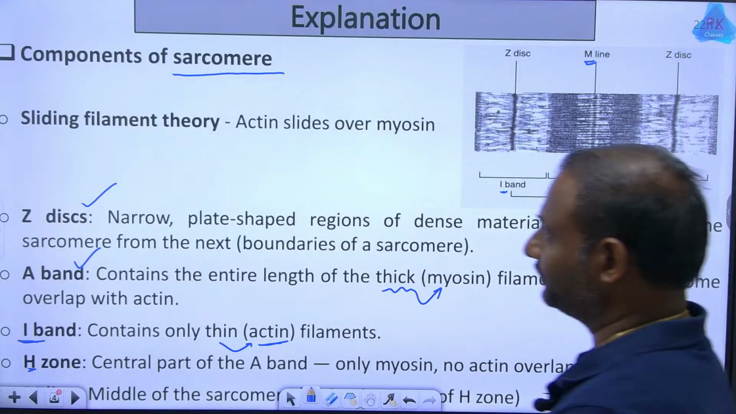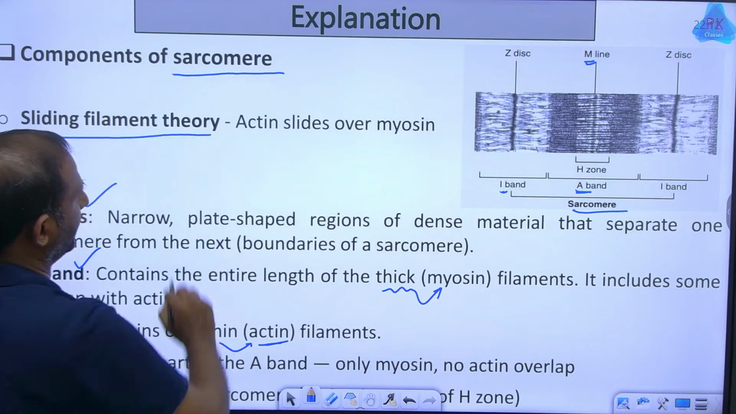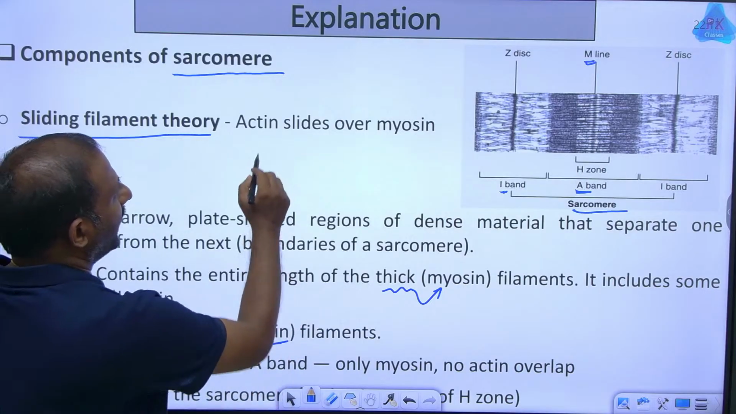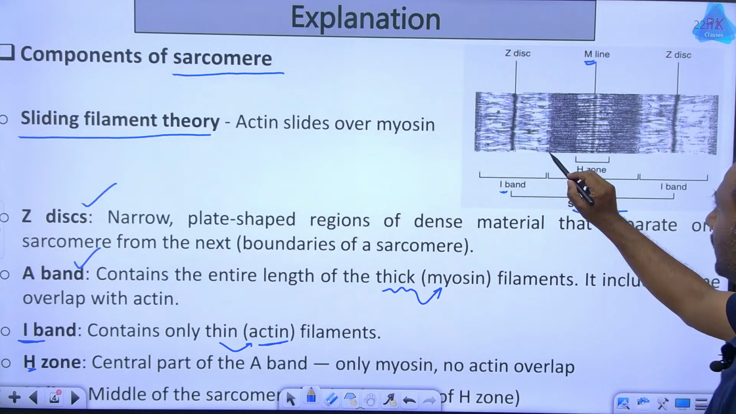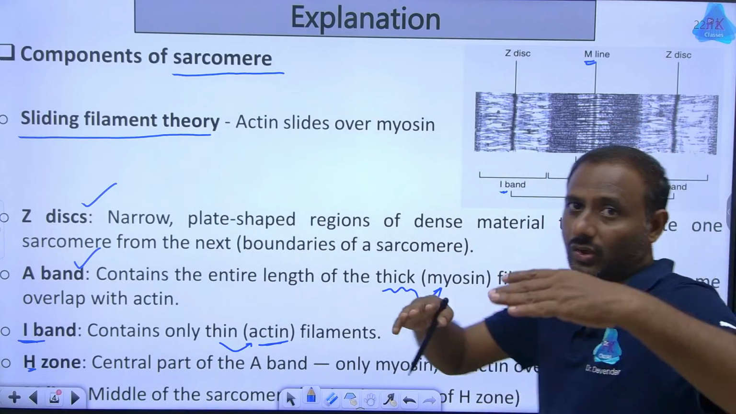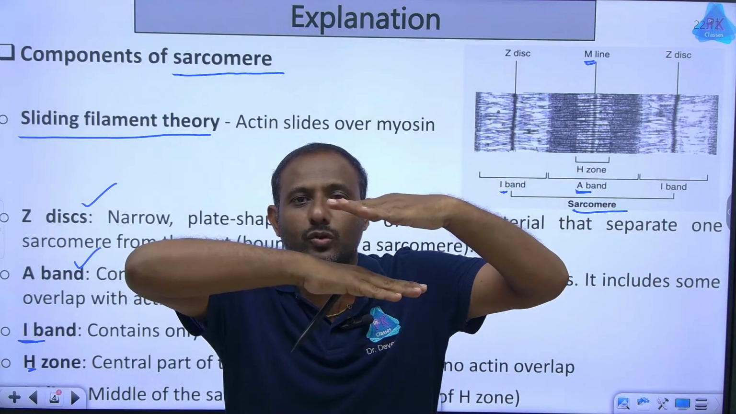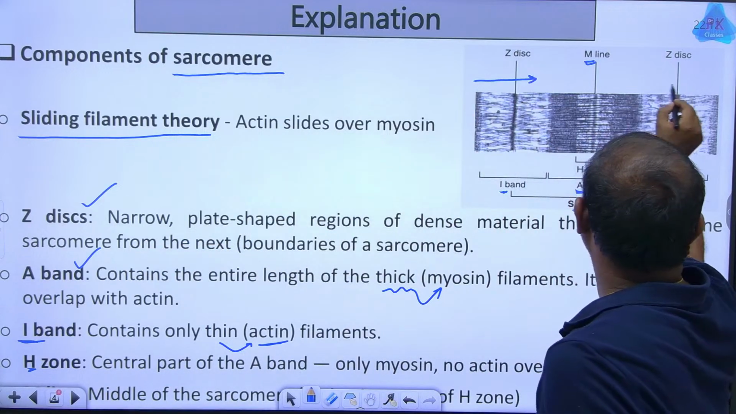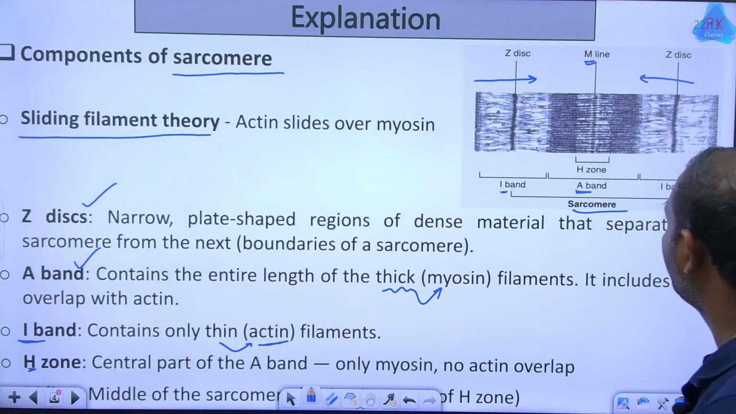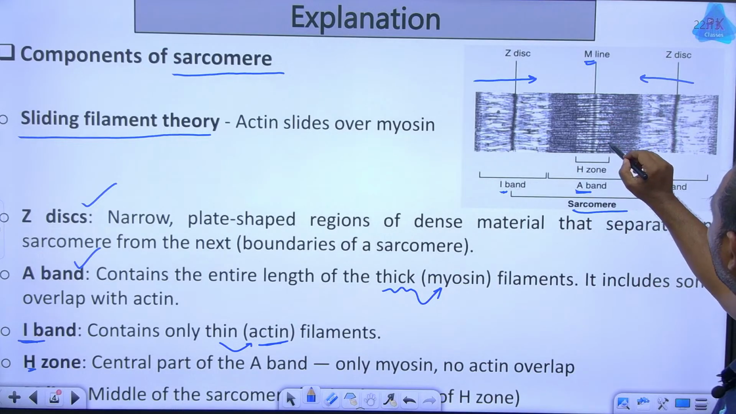line. ठीक है. So here contraction can be explained by the sliding filament theory. ठीक है. इसमें क्या होता है? Actin slides over myosin. So ये actin है, बीच में जो है myosin है. So actin slowly slides over the myosin. ठीक है. ये इस तरफ जाएगा और ये इस तरफ आएगा. ठीक है. So there will not be any change in the A band.